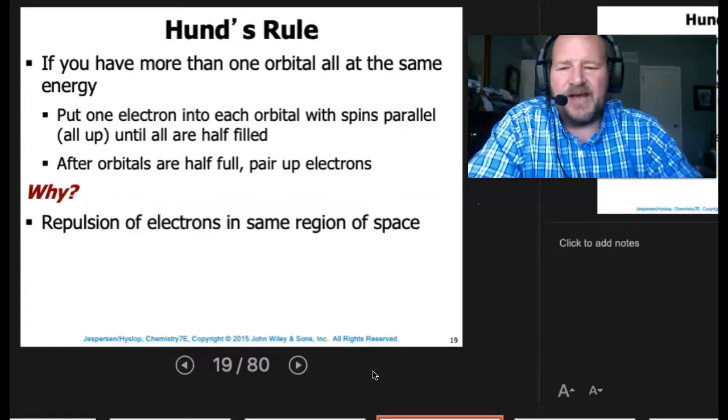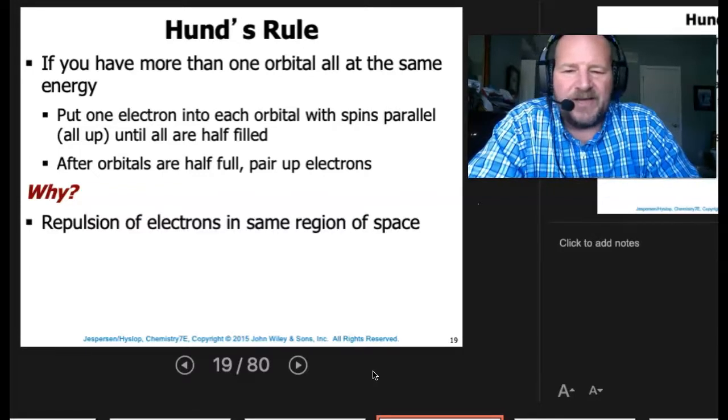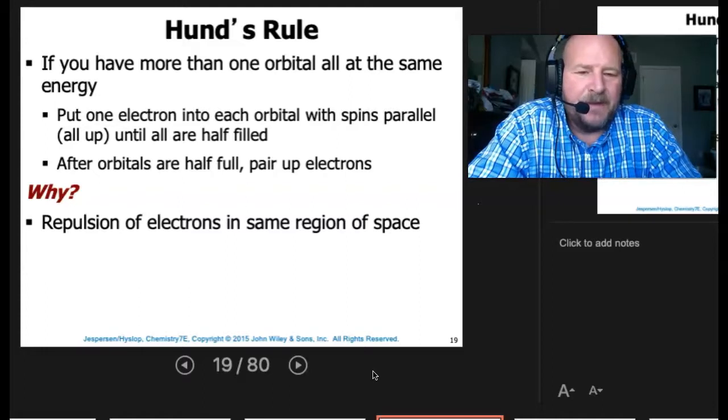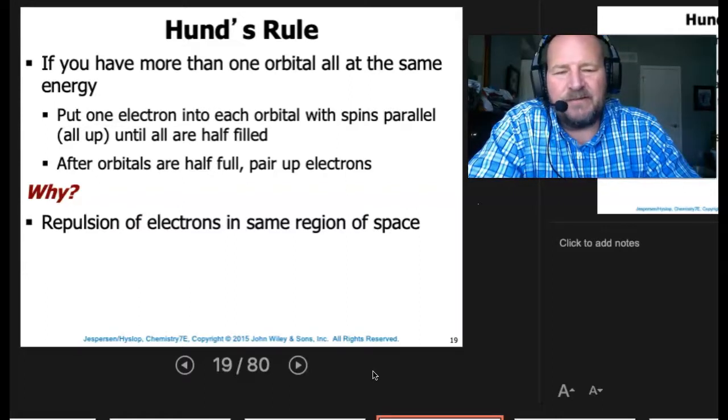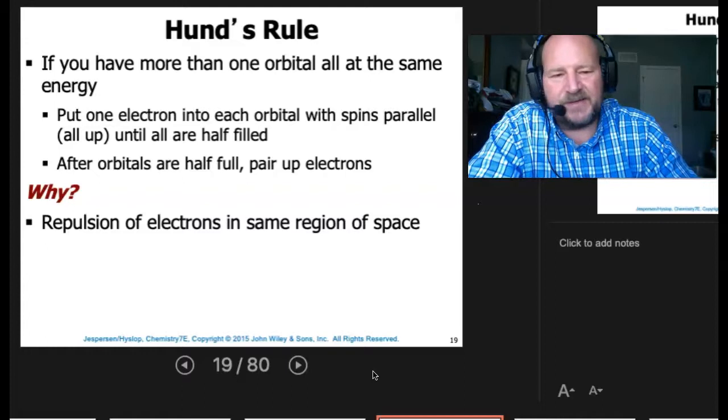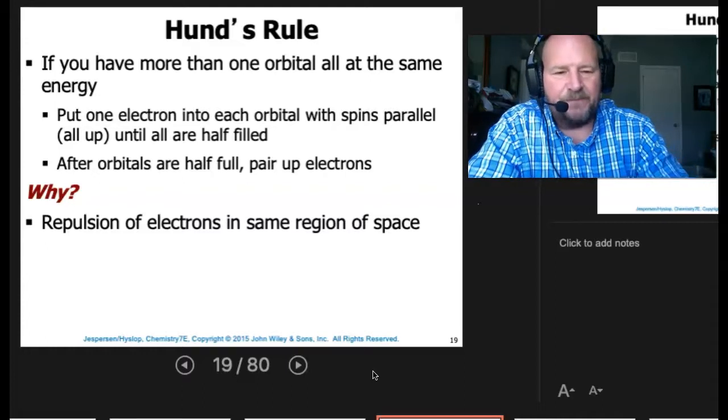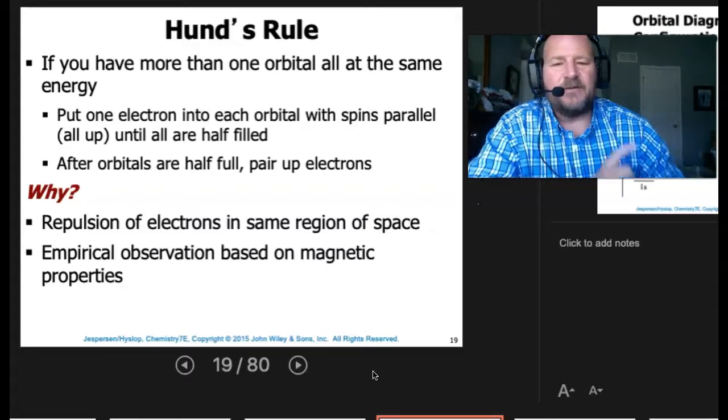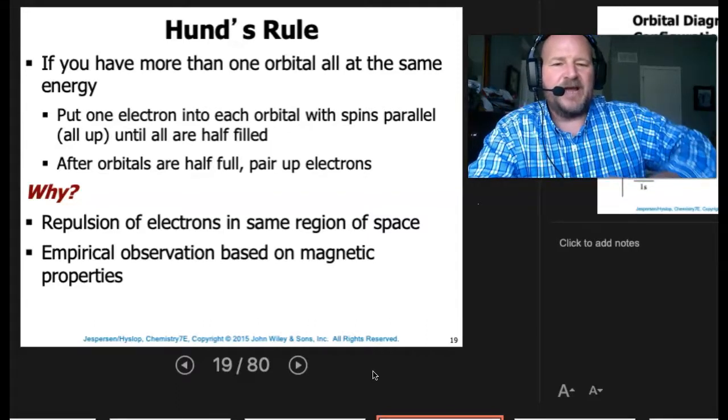Now, why is it we do that? Well, remember, there's going to be some repulsion of electrons in the same region of space. So if they can have their own little compartment, that's what they're going to do. They're going to take their own space. They're not going to share space until they have to. Once they start to share, they will have to be plus 1/2, minus 1/2.